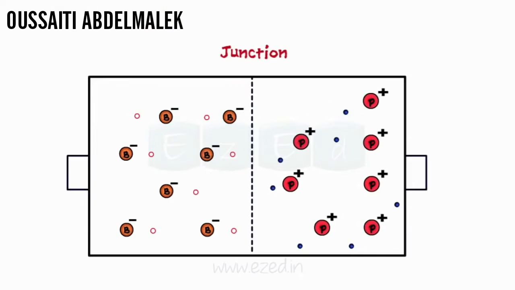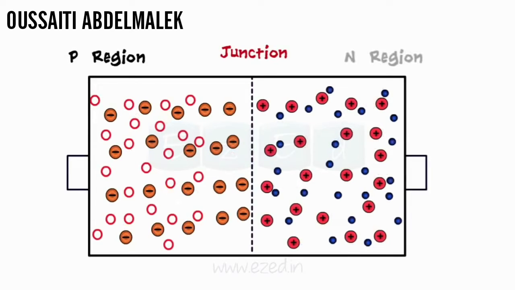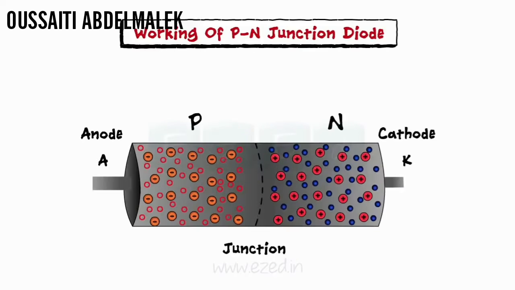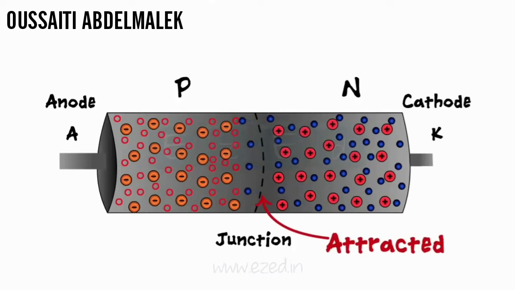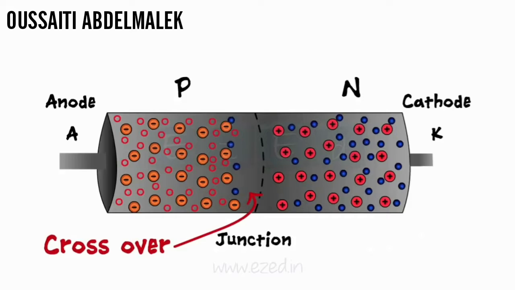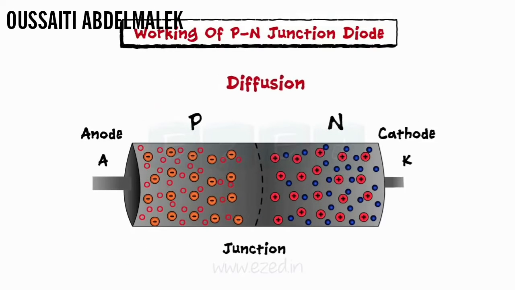As a result of this doping, an electrical isolation is formed between the two regions, which depicts a junction. The symbol of the diode is as shown. Let's understand the working of a diode. The electrons from the N side get attracted towards the holes of the P side. These electrons cross over the junction, recombine with the holes, and cease to be free carriers. This process is called diffusion.